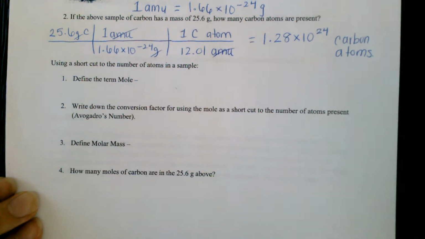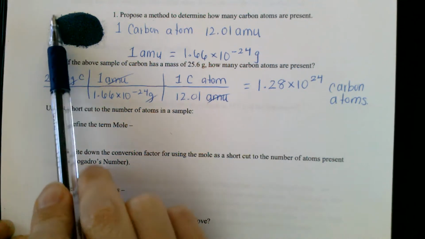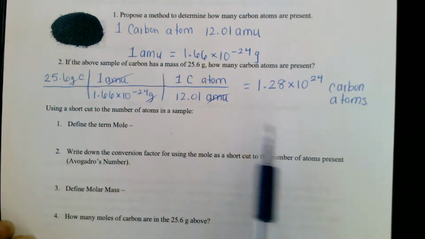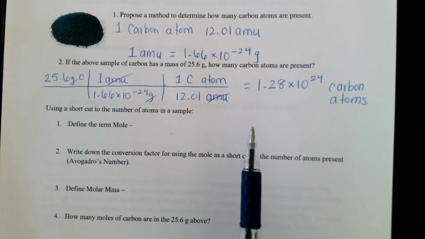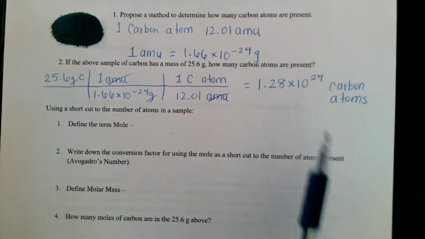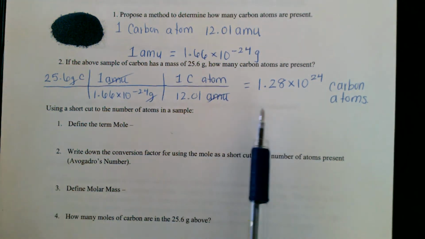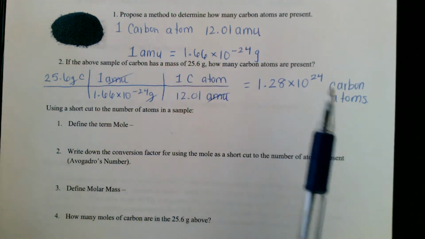So if we were able to take this sample of carbon and count the individual carbon atoms, this would be what we have, 1.28 times 10 to the power of 24 carbon atoms. So it's a lot of atoms. This would take you a really long time to do. In fact, I don't even think you could really do that.